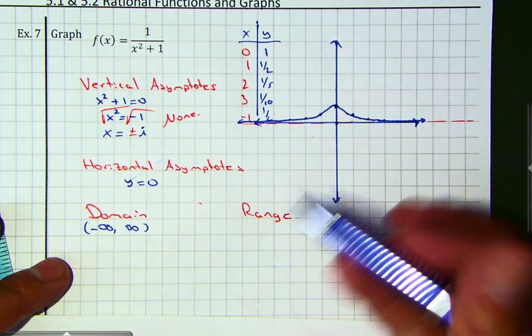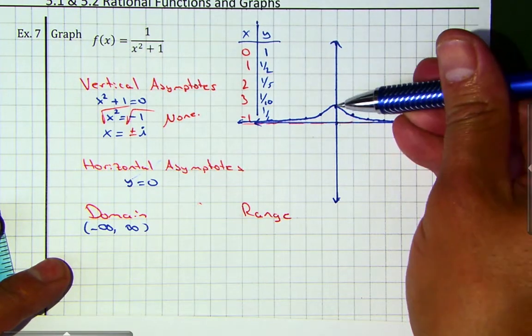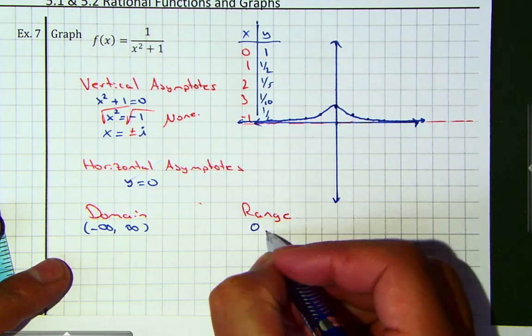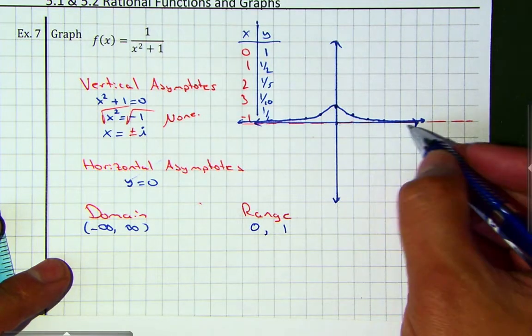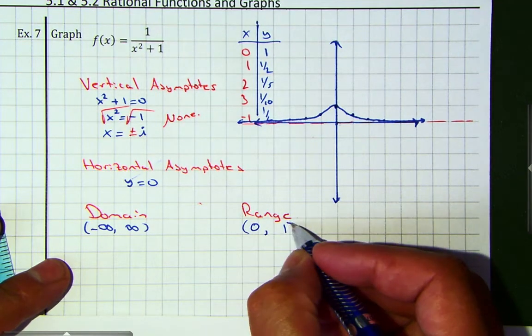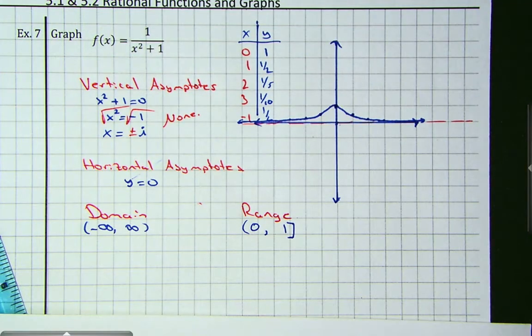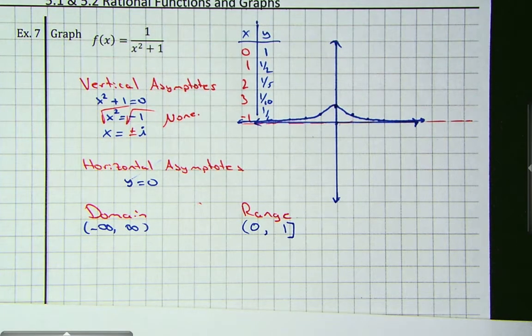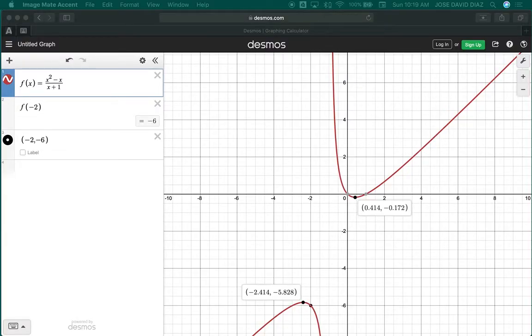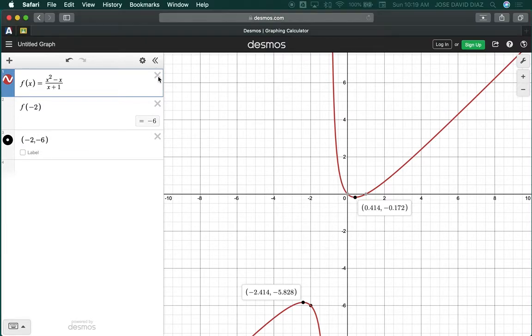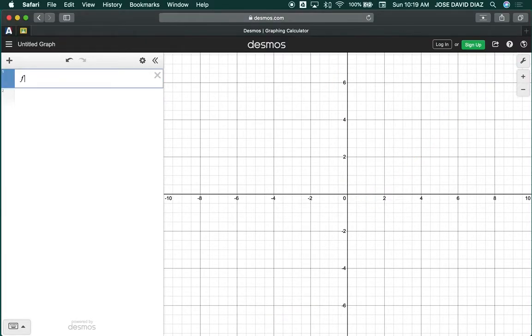Your range will be from 0 all the way to 1, not including 0 but including 1. 0 is never part of the answer, and 1 is, since we got 1 there. And if we graph it on Desmos, that's what it looks like. So we are correct.